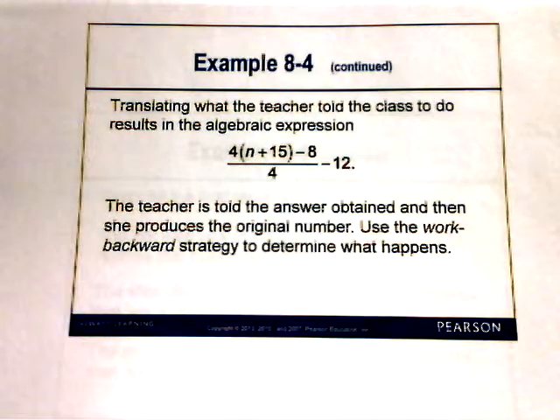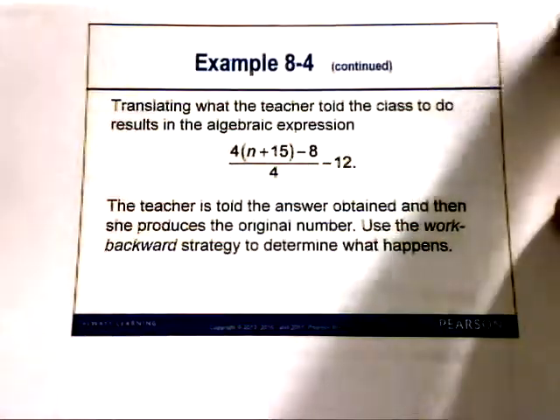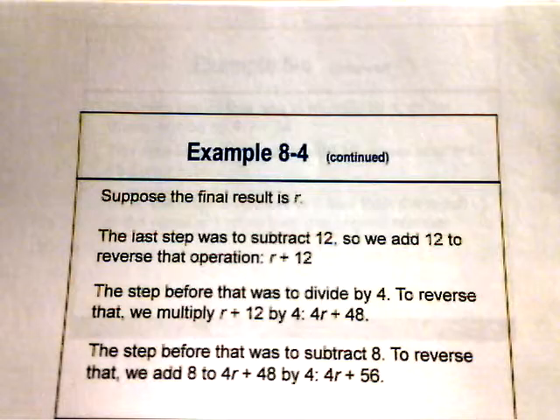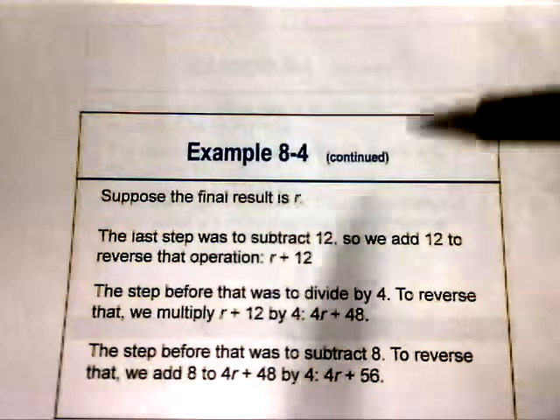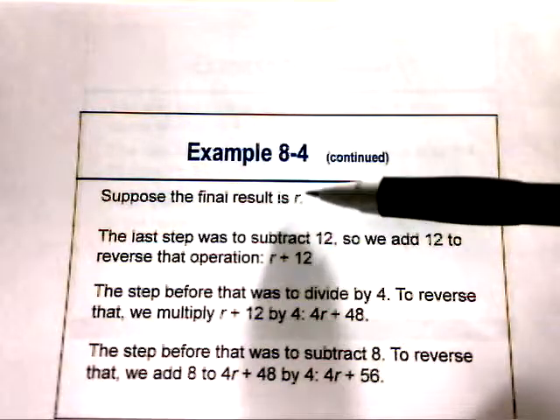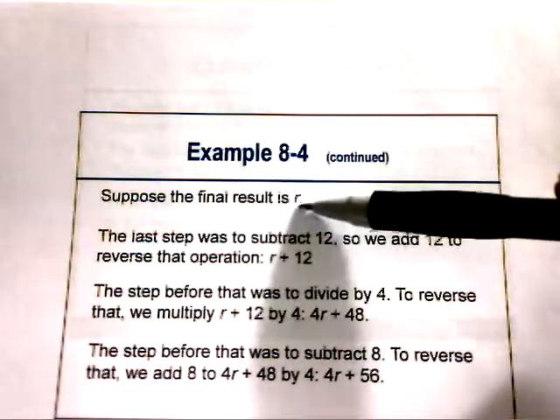So the teacher is told the answer obtained, and then she produces the original number. Now we're going to use the work backwards strategy to determine what happens. Let's say the final result was R, that the student gave as the final answer. We'll just say it's R.